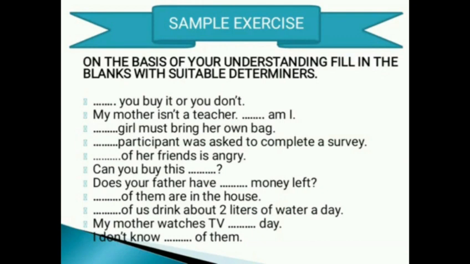Number 6, can you buy this dash dash? Number 7, does your father have dash dash money left. Number 8, dash dash of them are in the house. Number 9, dash dash of us drink about 2 liters of water a day. Number 10, my mother watches TV dash dash day. Last, number 11, I don't know dash dash of them. So these are the 11 sentences. You have to complete them, evaluate yourself on what we have learned today and write down the correct answers.